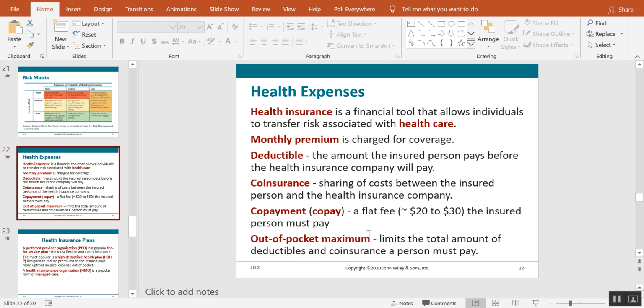The out of pocket maximum is the total amount of deductibles and co-insurance that you have to pay. So when you hit this out of pocket maximum for deductibles and co-insurance, not for co-payments, you stop paying the deductible and co-insurance at that point. And the health insurance company then pays all of the medical bills.